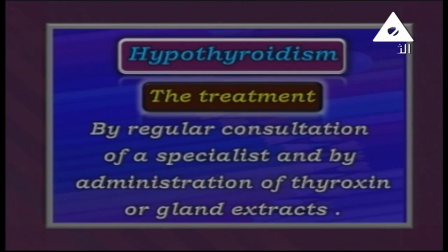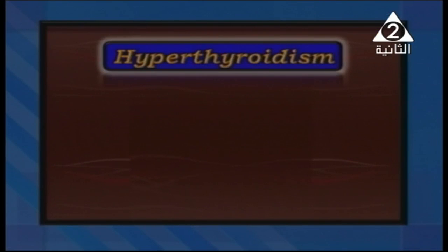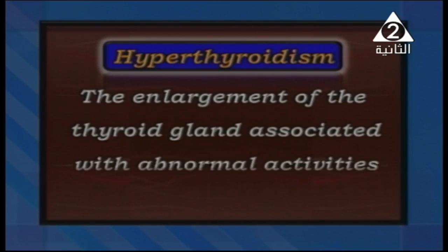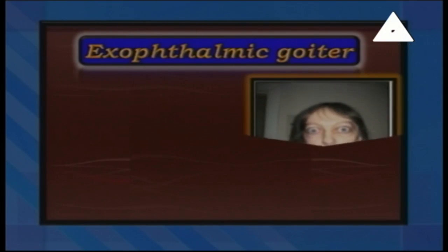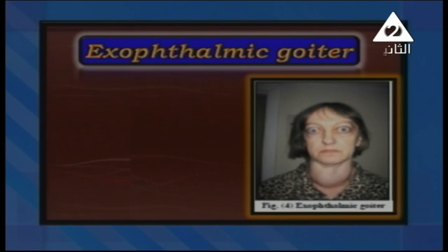We have here a picture to show us hyperthyroidism. On the other side, we have what? The hyper, as we said, hyperthyroidism. It means an increase in the secretion of the thyroxine hormone, the enlargement of the thyroid gland associated with abnormal activities of the gland. Our disease or disorder is called exophthalmic goiter. So the first one was simple goiter, while the other one is called exophthalmic goiter. This is the symptom of exophthalmic goiter.